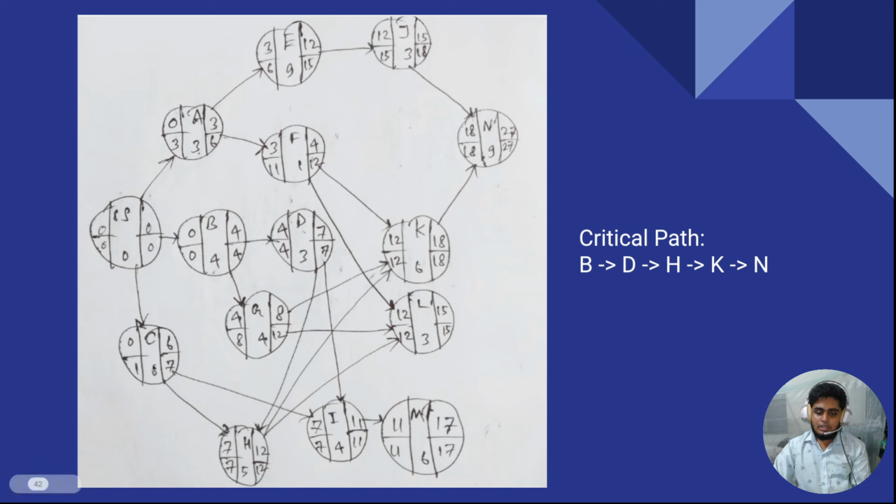Now you can calculate activity C, because activity C requires two activities, H and I. In a backward pass, you have to take the minimum one. So 7 or 7, which is the minimum? Both of those values are the same. You can take any of them. Okay, 7 is the latest finish time for activity C. 7 minus 6 is equal to 1. 1 is the latest starting time for activity C.